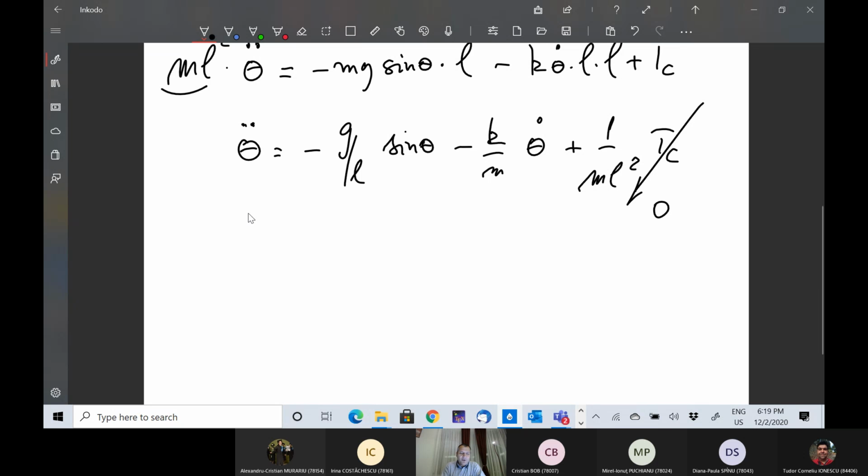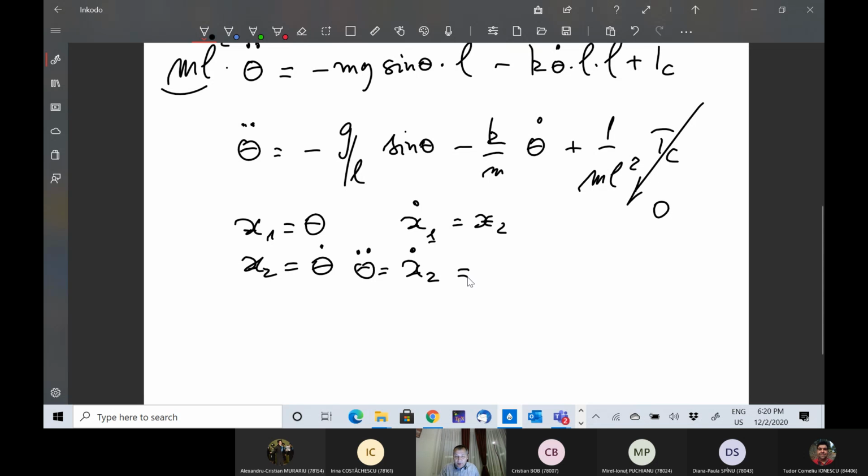We took the position to be one variable. So x1 is the position, x2 is the speed. Very common to do that, not only in mechanical systems, but also in electrical systems. And then one can immediately set x1 dot equals x2. First, x2 dot is actually theta double dot. Then we can copy this equation.